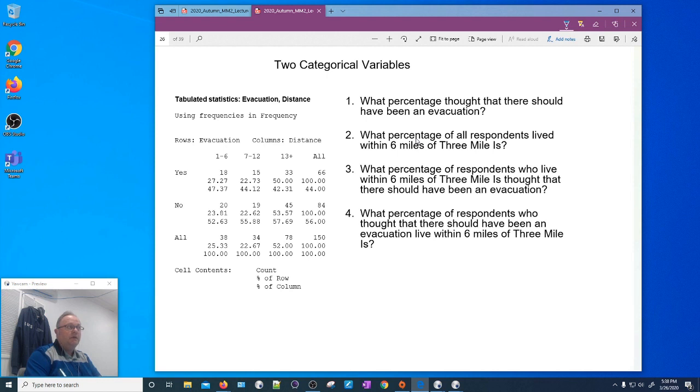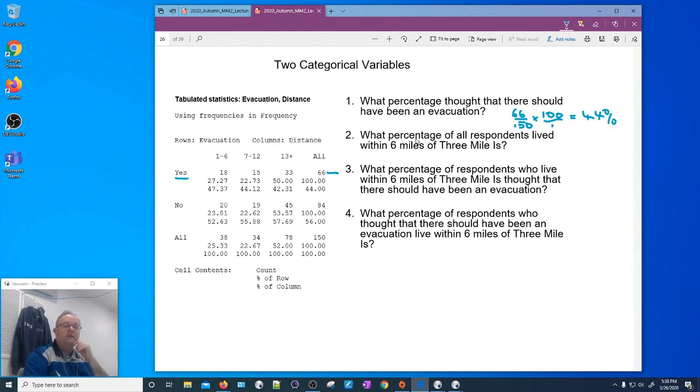What percentage thought there should have been an evacuation? The survey said yes, there should have been an evacuation. 66 said there should have been an evacuation, and the total number of respondents was 150. So that's a lot of data on a contingency table, multiplied by 100 over 1, and that is equal to 44%. So 44% thought there should have been an evacuation.